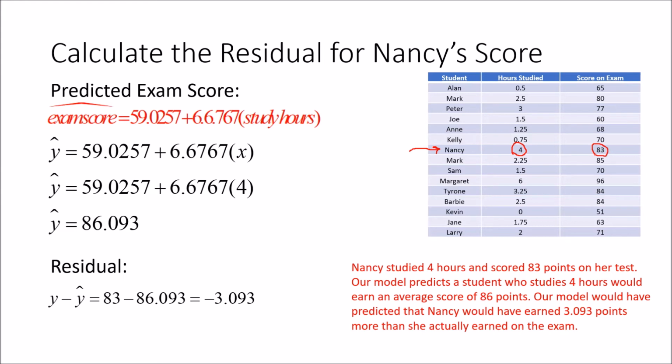So first I want to plug in what is Nancy's predicted score. So just plug 4 in for x to get my y. So my predicted exam score is 86.093, and then use that to calculate the residual. So I have her actual score minus the predicted score gives me negative 3.093. So then you just need to make sure that you interpret that. So what does that mean? It just means if we had used our model to predict Nancy's score, the model would have predicted her to score about 3 points higher than she actually did.